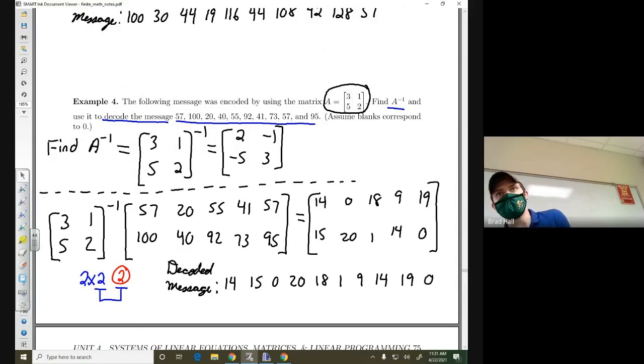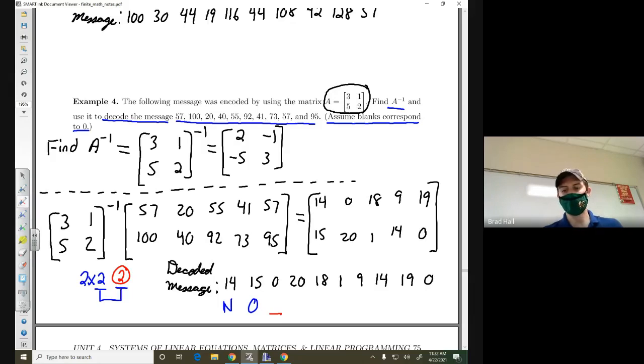And since we are decoding, this means that every number that we get should correspond to a letter. And if we look at that chart that associates letters and numbers, we would see that 14 corresponds to N, 15 corresponds to O, a 0, assume blanks correspond to 0. So this is a blank. It's just a space, means there's more than one word.